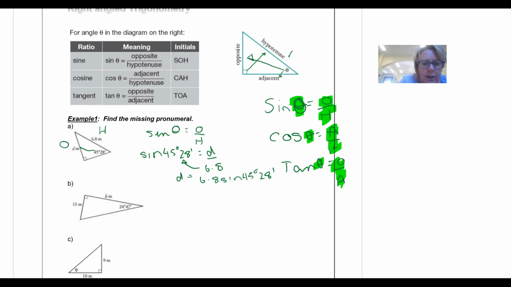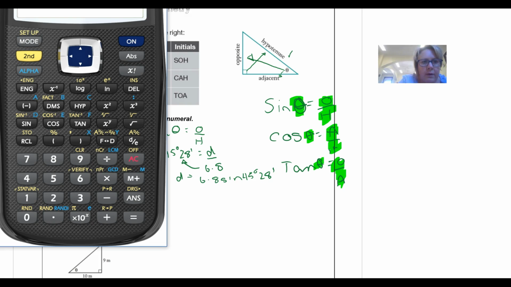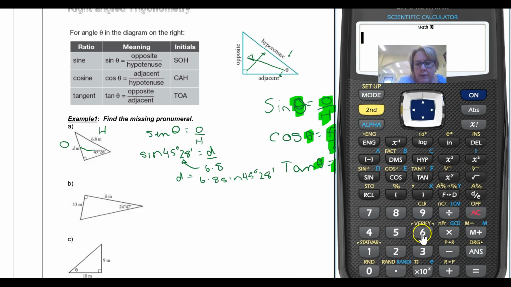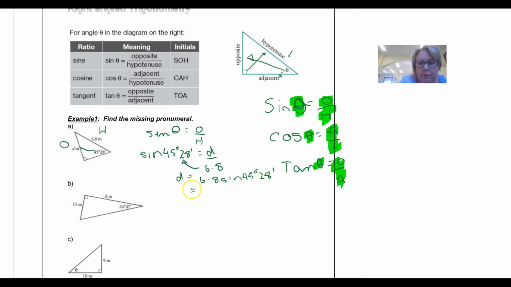Now let's look at that on the calculator. 6.8 times sine 45, there's my degrees, 28 minutes. And we get an answer of 4.85, which makes sense because it's got to be shorter.